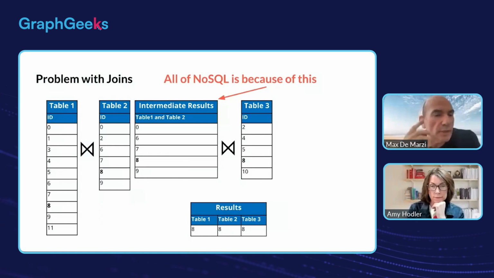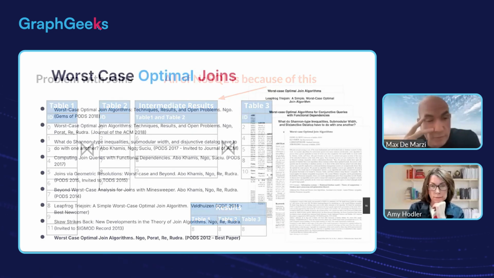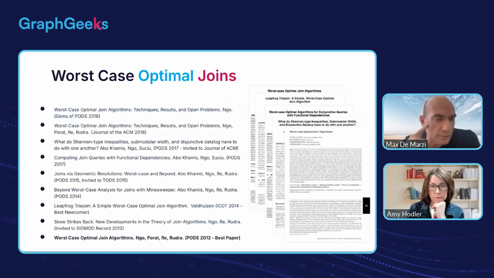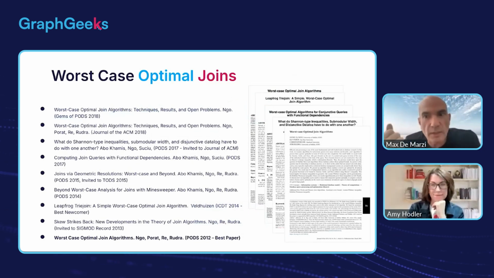Whenever you join two tables together, you have to keep hold of these intermediate results until you join the third table, and then you have to hold the intermediate results to join the fourth table, and so on and so forth. And this will blow up your memory and make your database hardware miserable. So about a dozen or so years ago, a bunch of researchers came up with the terribly named worst case optimal joins. What they really mean is that they can join more than two tables at a time.